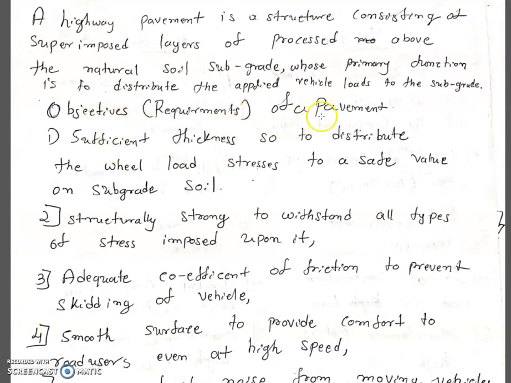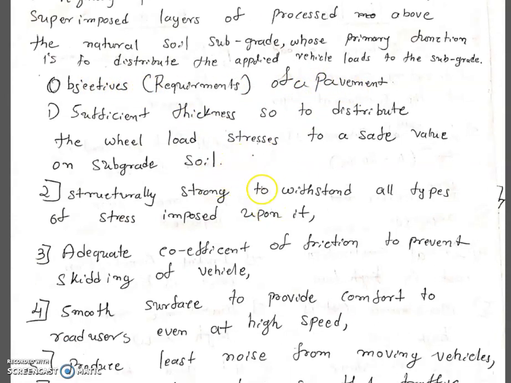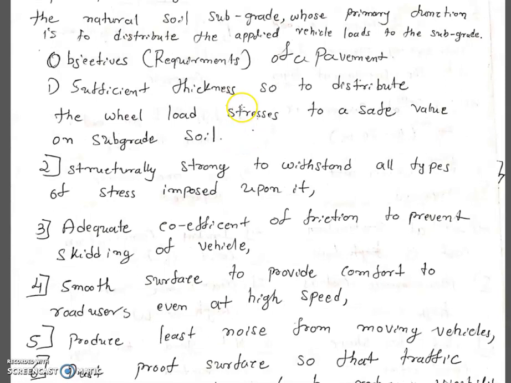What are the requirements of the pavement? How do we have to construct the pavement, or the objectives of the pavement? Whenever we are designing the pavement, we have to keep these points in our concern. First one, it should have sufficient thickness to withstand the load. Whatever load you apply on the pavement, it should be safely sustainable by the subgrade soil. Whether it will sustain the load or not, we will check the CBR value.